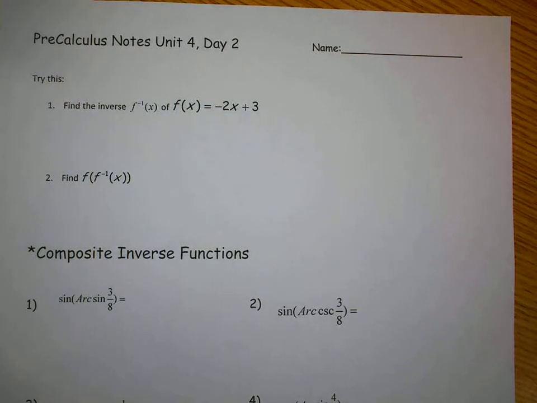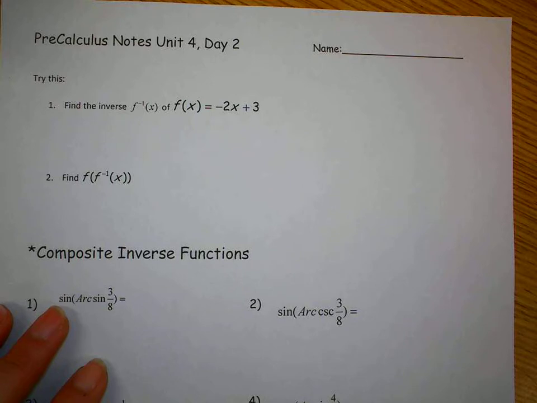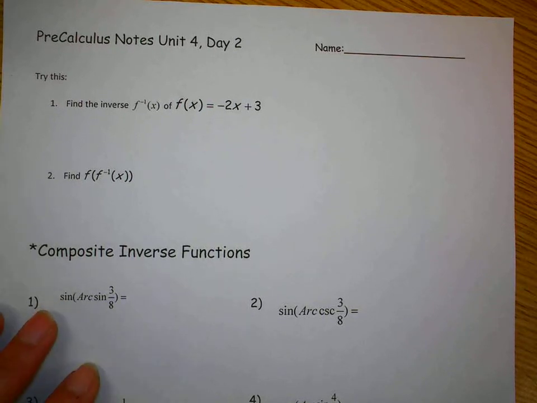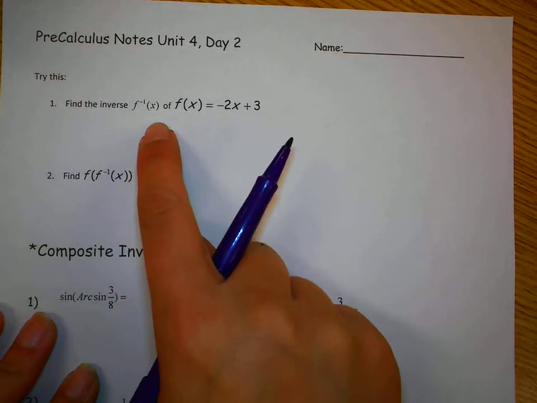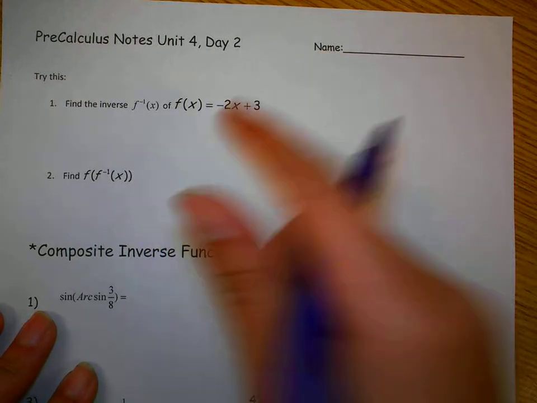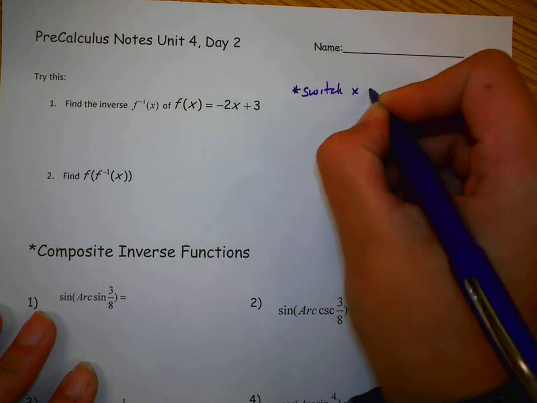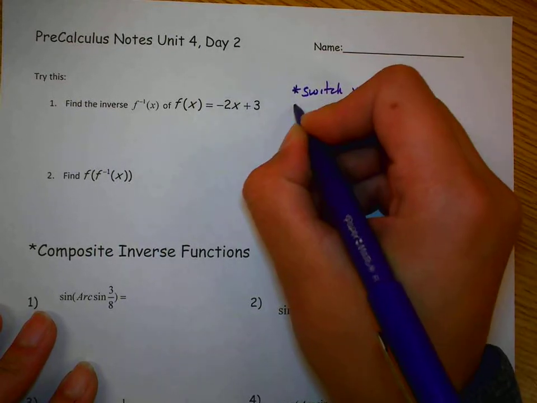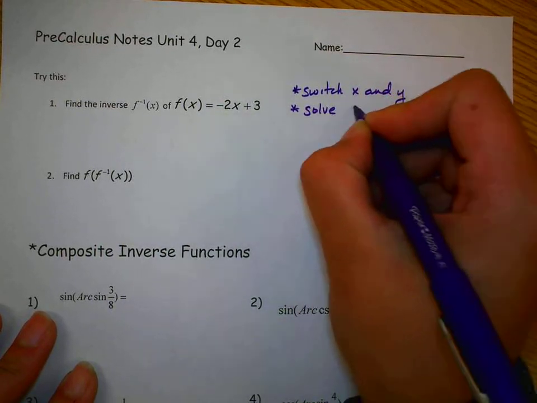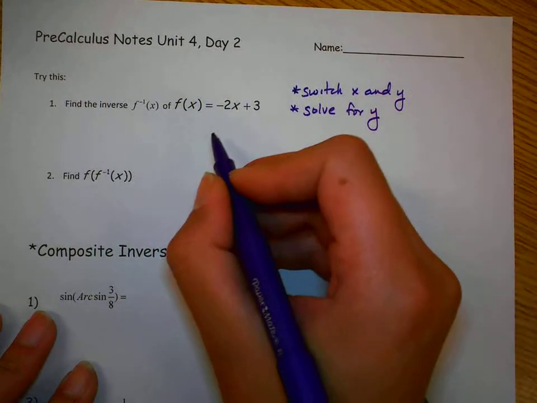Alright, now we're going to move on to Unit 4, Day 2 notes. Here we're going to be looking at inverses and composite inverse functions. So last year, when you were asked to find the inverse of a function, what we did was switch x and y, and then you solved for y. Okay, so we're going to do the same exact thing here.